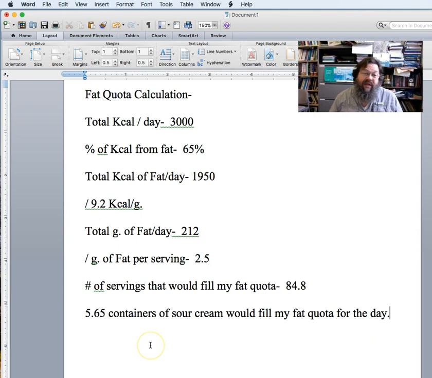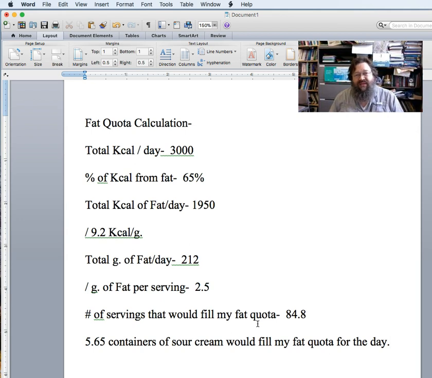Now, if you had a much lower number of calories and a lower percentage that you were aiming for, and therefore a much lower total fat quota for the day, you might end up with a much lower number here. The point is, just because something is high in fat doesn't necessarily mean it's going to meaningfully contribute a lot of fat to your diet. It depends on how you eat it and how much of it you eat. And this fat quota calculation is designed to help you figure out how that item would fit into your diet.